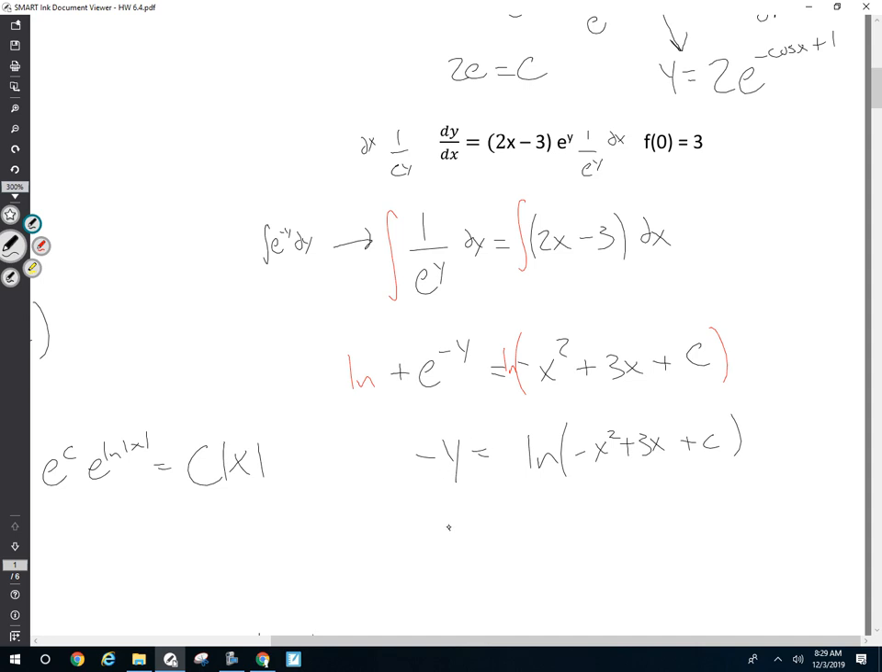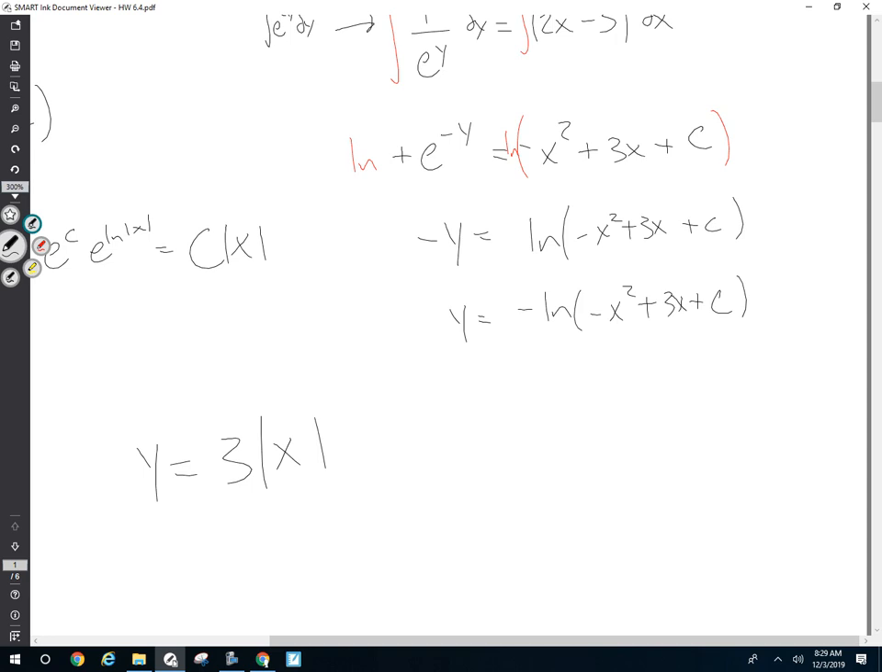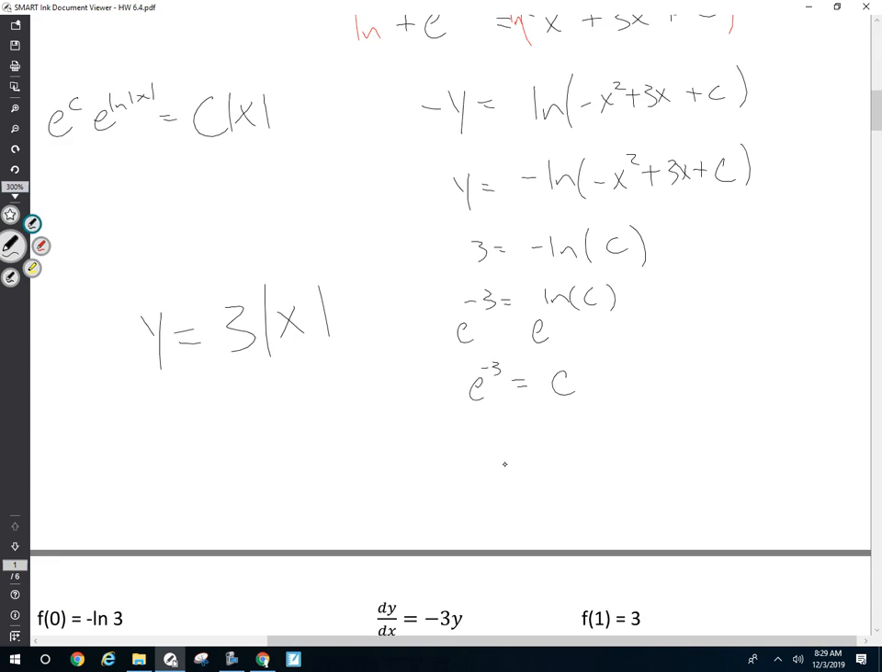And you might as well just solve for y here. I got negative log negative x squared plus 3x plus c. See if I can find a nice c. F of 0 is equal to 3. 3 is equal to negative log c. Yeah, I can do it. Okay, to solve for c, take the opposite of both sides. Isolate the logarithm. Take e to the power of both sides. I'll get c is equal to e to the negative third, giving me my solution, y equals negative log negative x squared plus 3x plus 1 over e cubed.